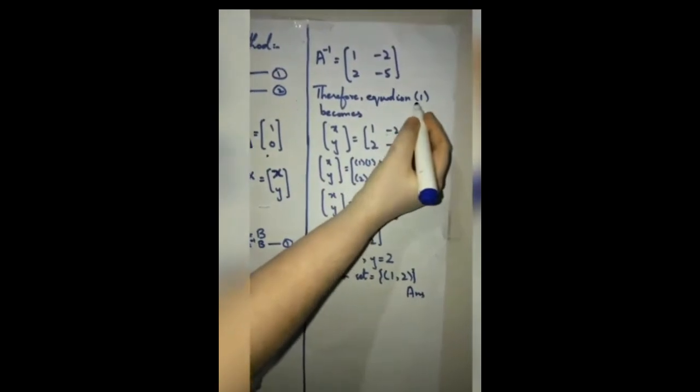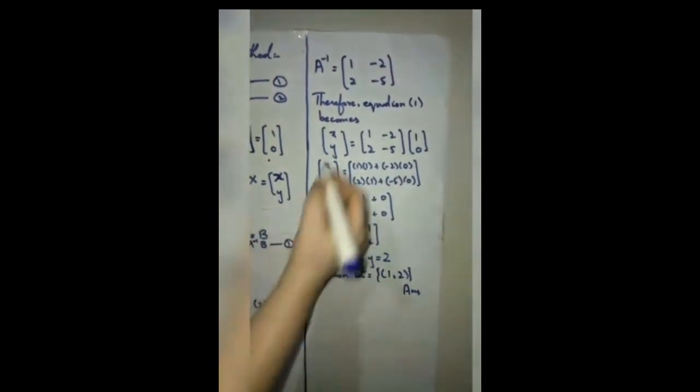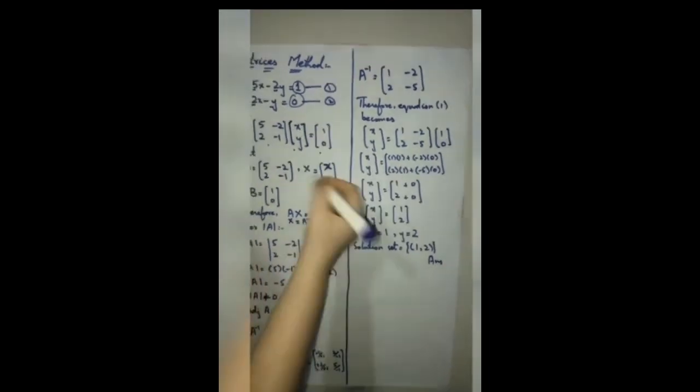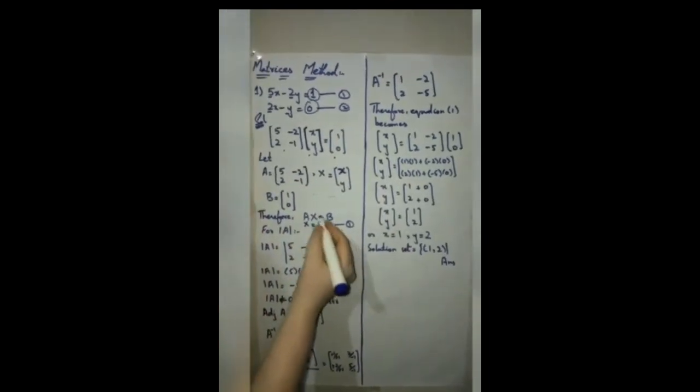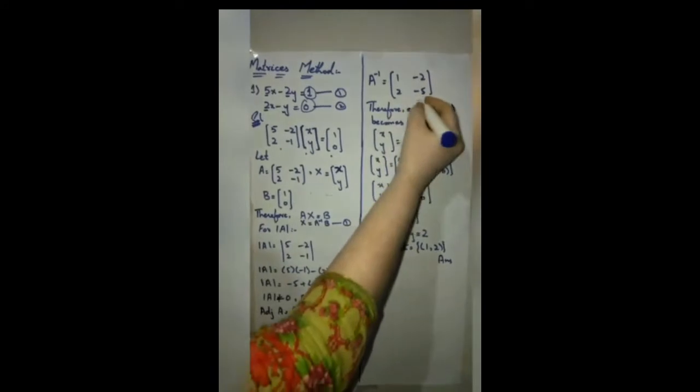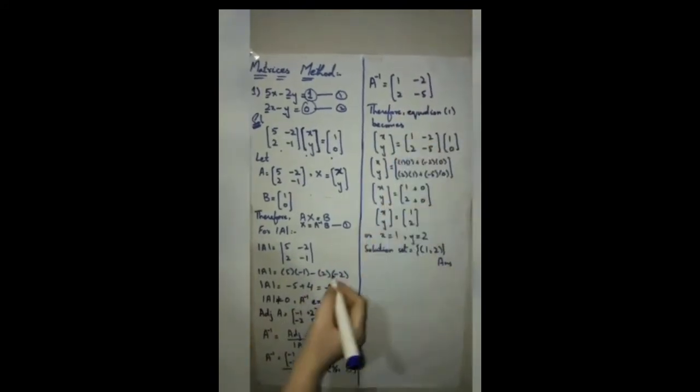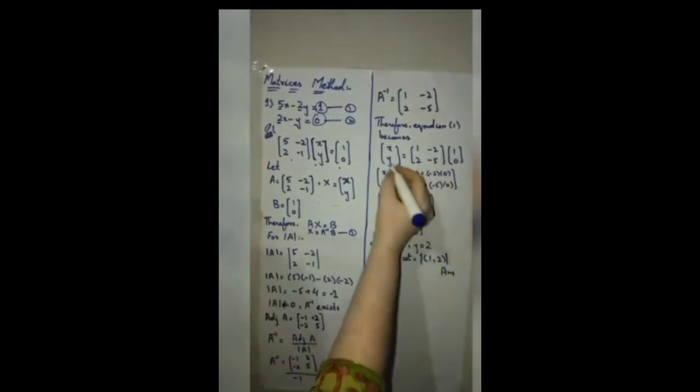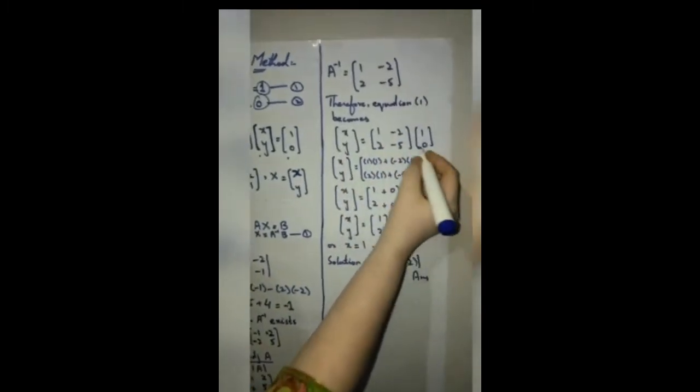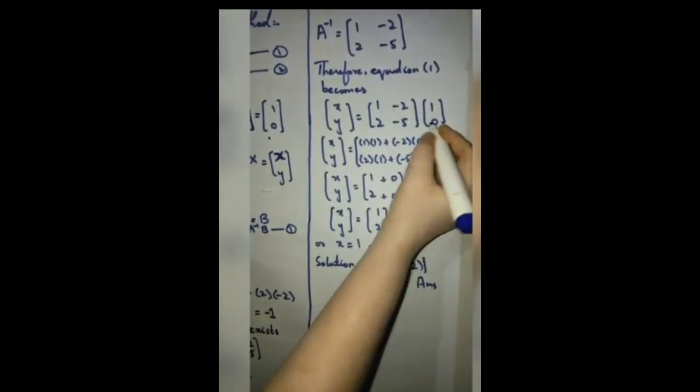Therefore, equation 1 becomes X equals to A inverse B. We write XY in place of capital X, equals to the matrix of A inverse, and the value of B. This is the value of B, 1, 0. XY equals to [1, -2; 2, -5] times [1; 0]. You will multiply these two matrices.